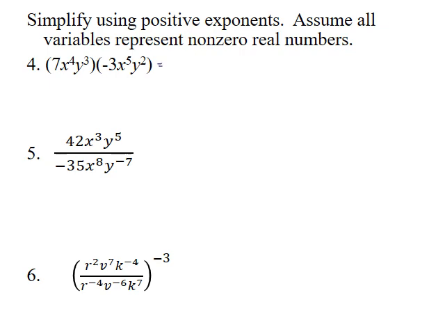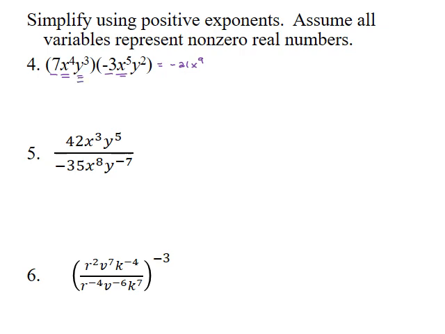As you can see, if I do one step at a time, number 1, I'm going to multiply the numbers together. 7 times negative 3 is negative 21. x to the fourth times x to the fifth. Since they have the same base, you have to add the exponents. So 4 plus 5 gives you a 9.